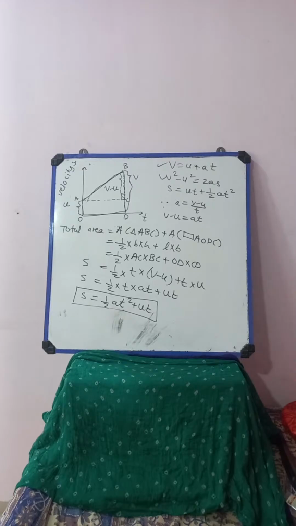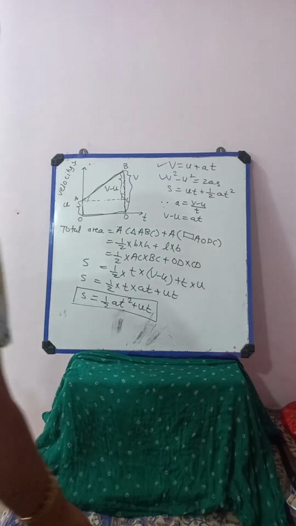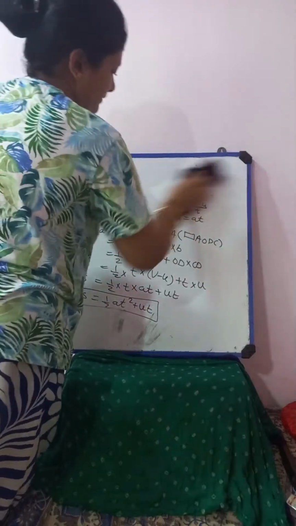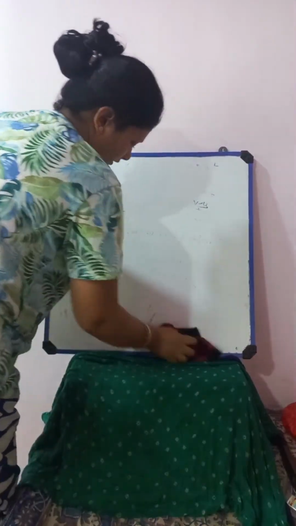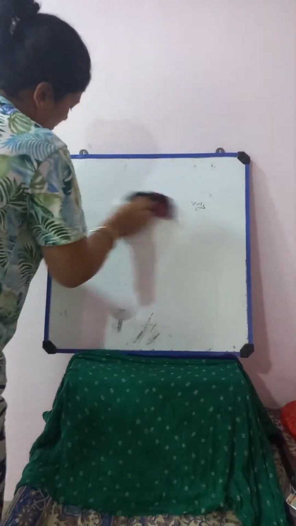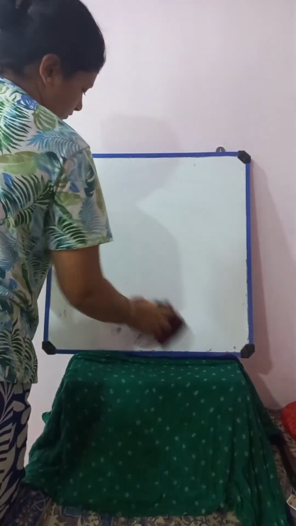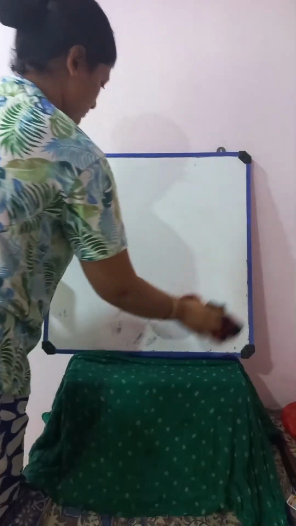Okay, chalo. We will go for the displacement time graph and velocity time graph that we can do. That also has weightage from the exam point of view. Okay, so first give the heading, the displacement time graph.